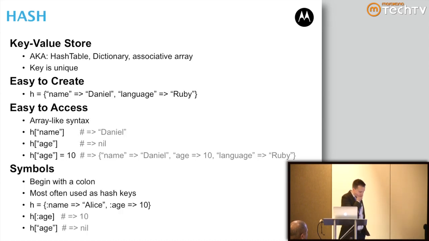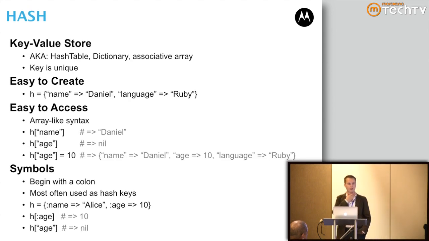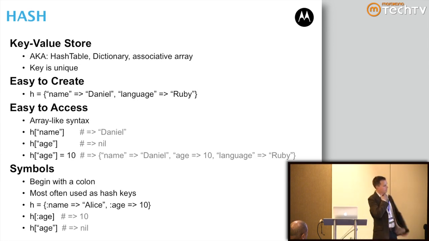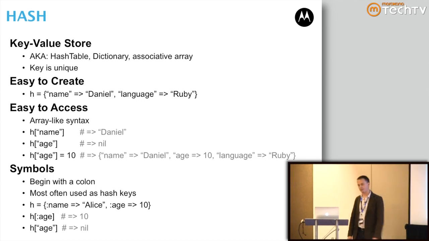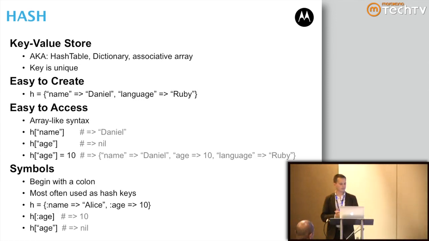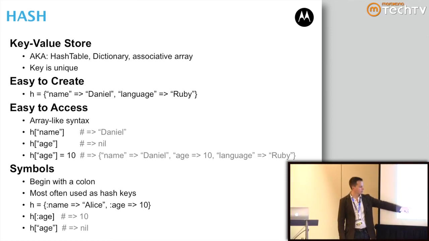I want to mention briefly symbols because they're this weird, strange thing in Ruby, but you see them a lot in hashes. A symbol in Ruby begins with a colon, and 9 times out of 10 they're being used as just a key in a hash. So I build a new hash with colon name and colon age as my keys, and I access them using the colon age. So this symbol, colon age, is not the same as a string.